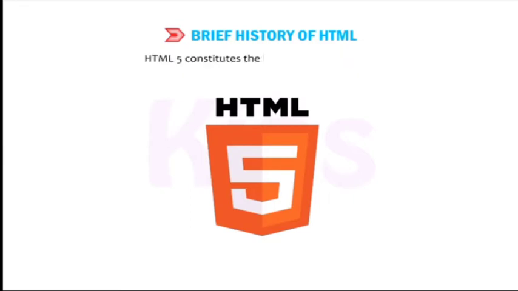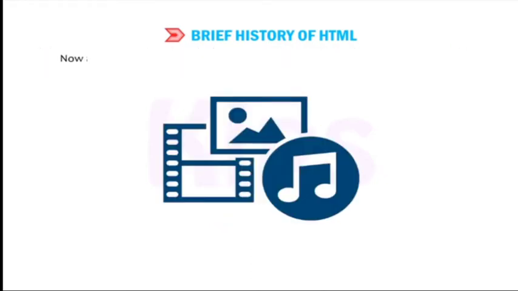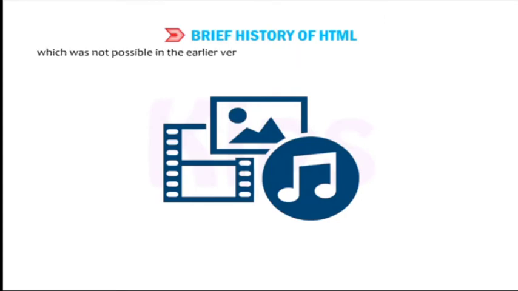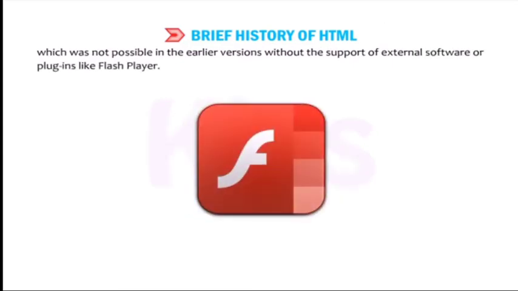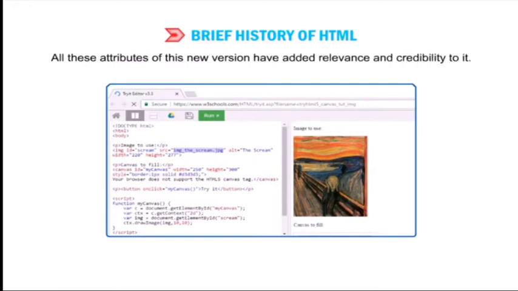HTML5 constitutes the latest version of HTML. It is a markup language using which we can create a web page in an easy and convenient way. Now adding audio and video clips in the web page is as easy as including images, which was not possible in the earlier versions without the support of external software or plugins like Flash Player. With the Canvas feature, you can also draw images directly in the web page. All these attributes of this new version have added relevance and credibility to it.